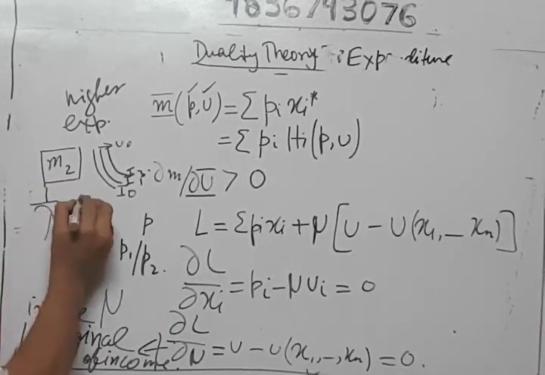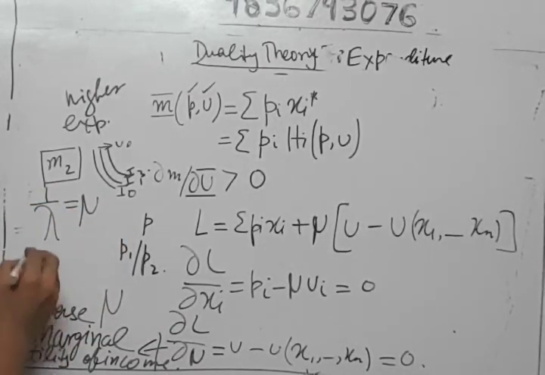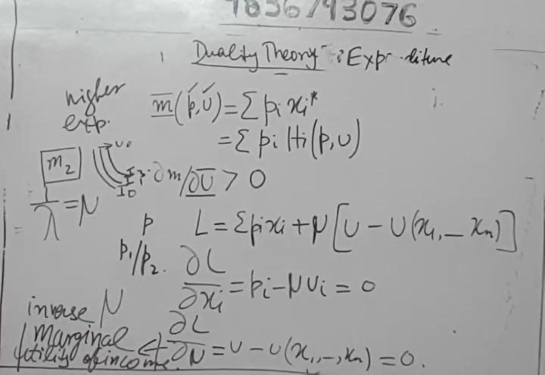So 1 by lambda is equal to mu, and we know lambda is the marginal utility of income. So if you are increasing income, if you are increasing your expenditure by a certain amount, what is the corresponding change in utility? And here mu is representing the change in the minimized expenditure that is required following a given change in the level of utility. So this mu is representing the inverse of the marginal utility of income.